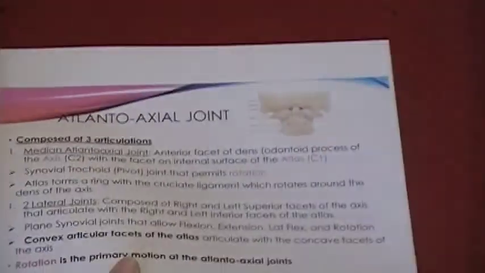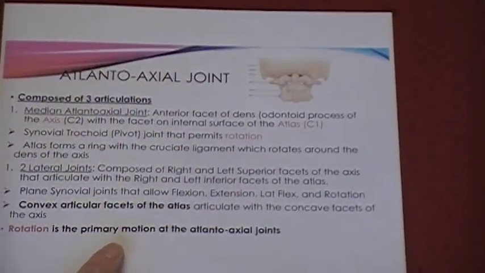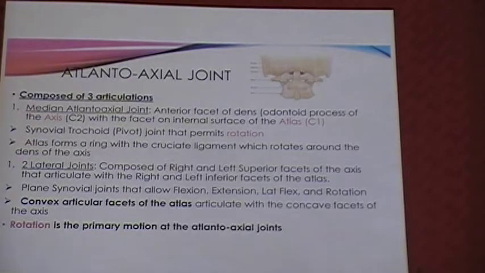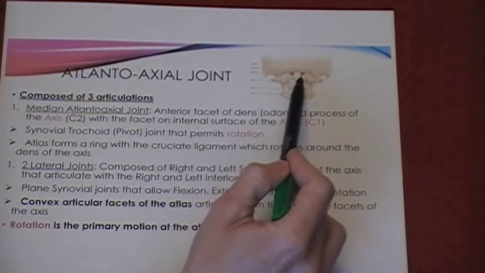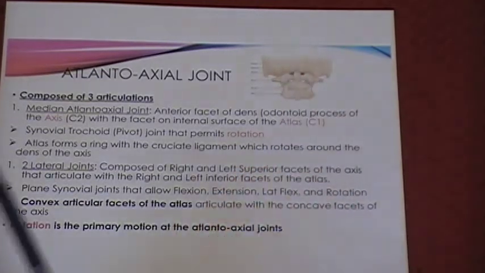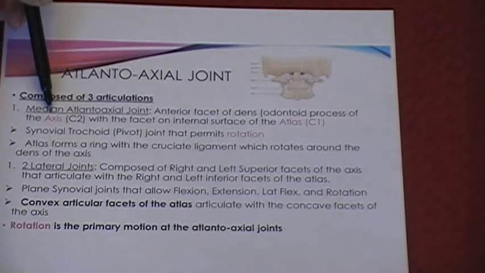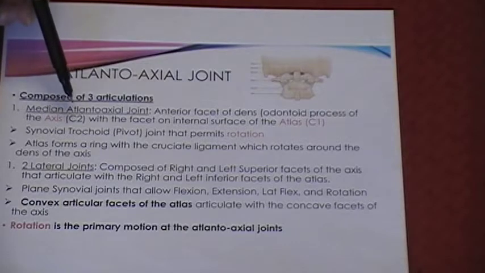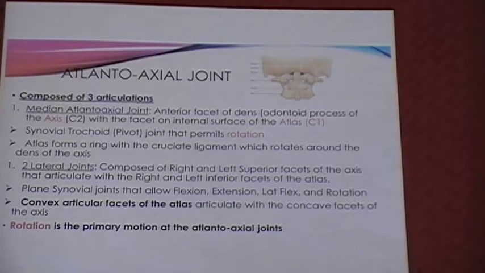The next joint that you will see in the cervical spine is the atlantoaxial joint. The atlantoaxial joint is actually composed of 3 separate articulations. You're going to have the median atlantoaxial joint, right in here. This is the anterior facet of the dens, also known as the odontoid process of the axis. Notice again that's written in red, so you should be filling that in on your version of the PowerPoint. That's C2, which articulates with the facet on the internal surface of the atlas, which is C1.